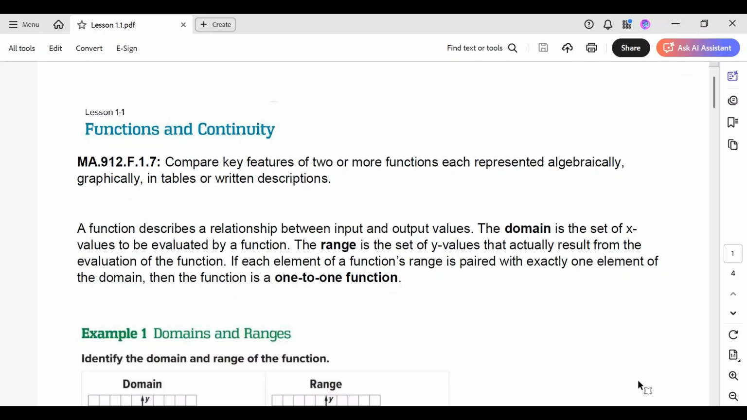This is Module 1, Lesson 1.1, Functions and Continuity. The standard is MA.912.F.1.7. Compare key features of two or more functions, each represented algebraically, graphically, in tables or written descriptions.